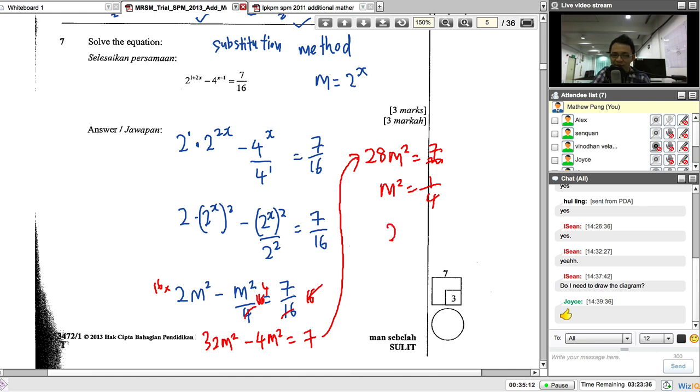So what is m? M is 2 power of x equals 1/2 power of 2. So basically, 2 power of x will equal 2 power of -2. X equals -2. Simple. Okay?